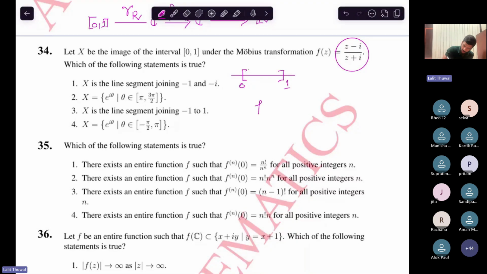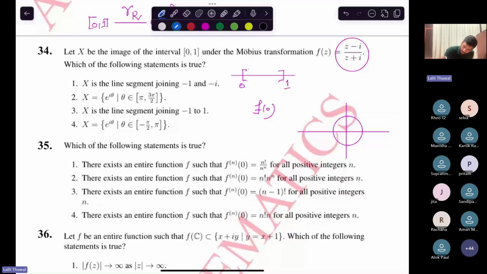So when you put 0, what do you get? First of all, you should note that this is a map which maps the upper half plane to the unit disk and the boundary of the upper half plane to the boundary of the circle. So its image will be a curve. So f(0) comes out to be (-i+i)... this is -1. So f(0) will be here.